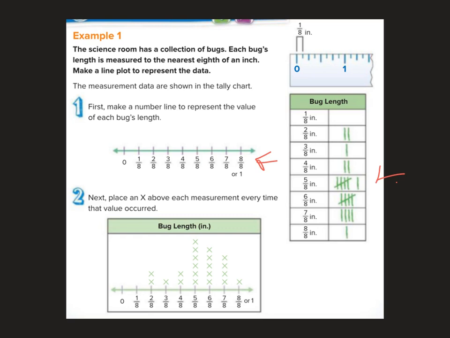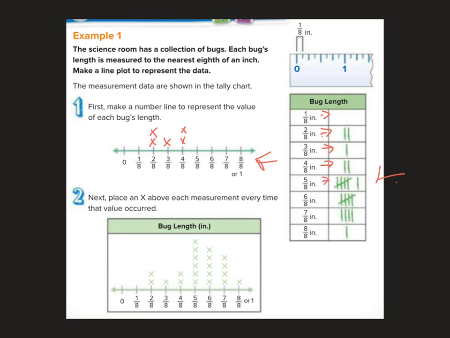So here, are there any 1/8 inches? No. What about 2/8 inches? There's 2. So then I'd put X, X. 3/8, 1. Put 1 X above 3/8. 4/8 or 1/2 is 2. 1, 2. Notice how I'm lining up my X's and making them all the same size as close as I can.